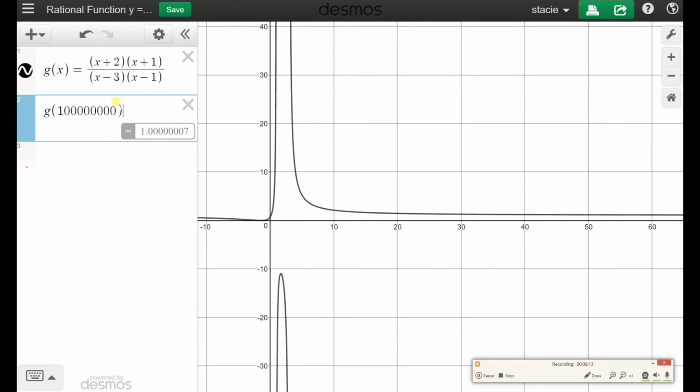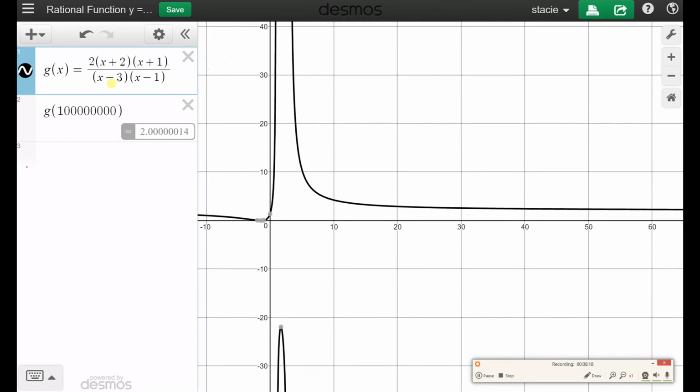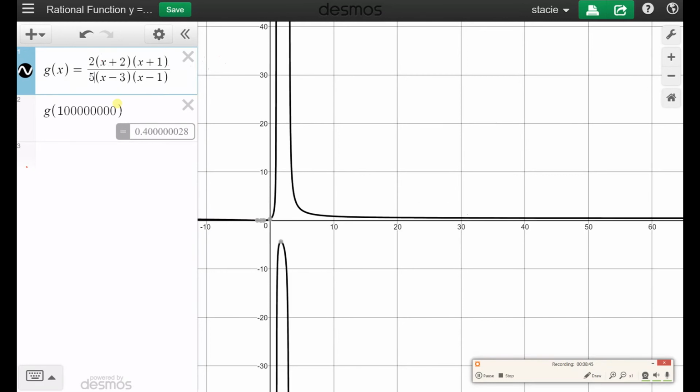Okay? What if there's a coefficient? Now we have a horizontal asymptote of 2. Why? Because as x gets very, very big, all of the factors become very large numbers. So the top is a big number times 2, and the bottom is a big number. The big numbers kind of cancel each other out, and we're left with 2. Similarly, we could make it a fraction. 2 over 5 is about 0.4.